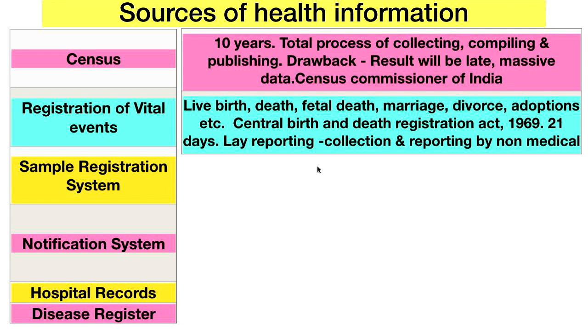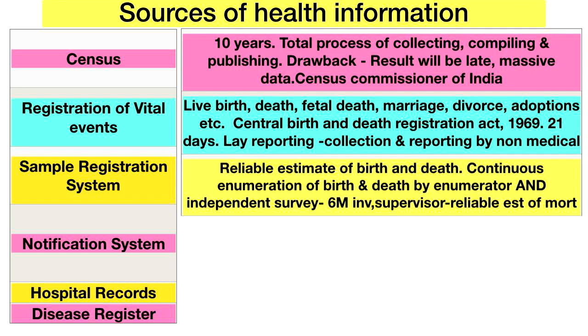Because it is a very difficult field process, the use of non-medical persons in the collection of vital statistics is called lay reporting. Then the Sample Registration System, SRS, is a very good source of health information. Why? Because the census takes a lot of time, 10 years, but in the Sample Registration System, data is systematically collected every year. Also, it is a very reliable estimate of birth and death.